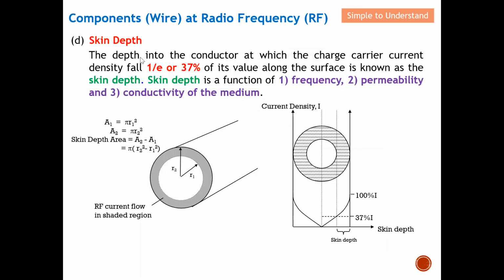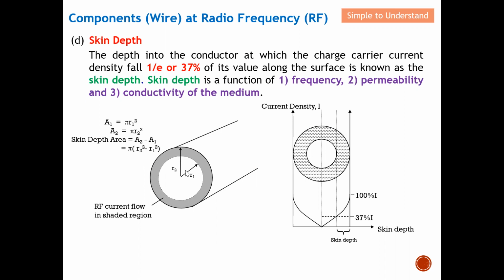Skin depth. The depth into the conductor at which the charge carrier current density falls to 1/e, or 36%, of its value along the surface is known as the skin depth. Later on, let me illustrate a diagram to explain what skin depth is. Skin depth is a function of frequency, permeability, and also the conductivity of the medium. This is what we have discussed just now.